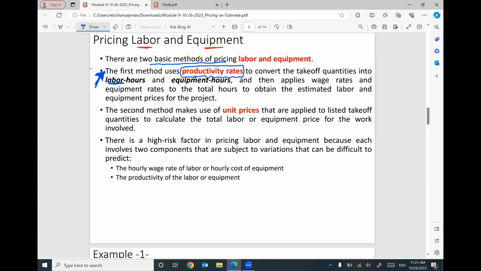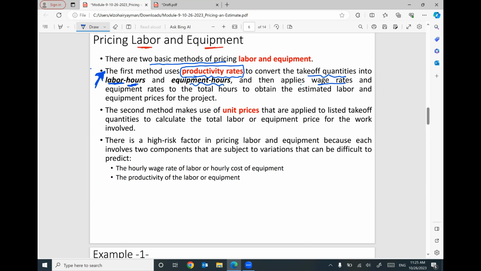This productivity rate, besides the quantity takeoff, will give you the time required. Based on this time, I can price the total cost of the labors. So the first method is using a productivity rate to convert the quantity takeoff into hours, labor hours, or equipment hours. What is the time needed? Equipment time. And then I will apply the wage rates and the equipment rates to the total hours to obtain the estimated labor and equipment prices for the project.